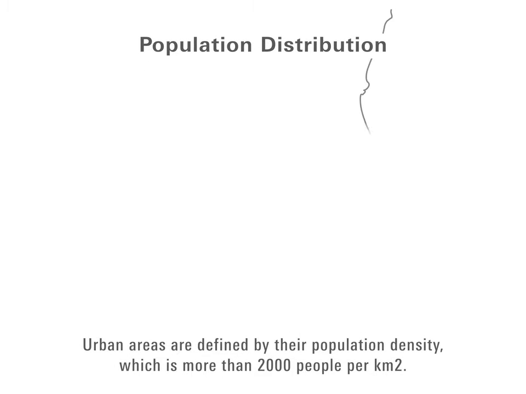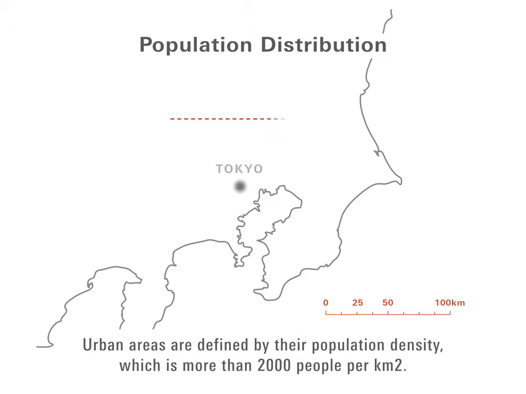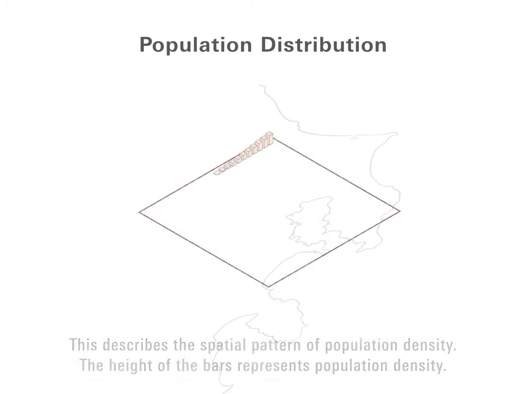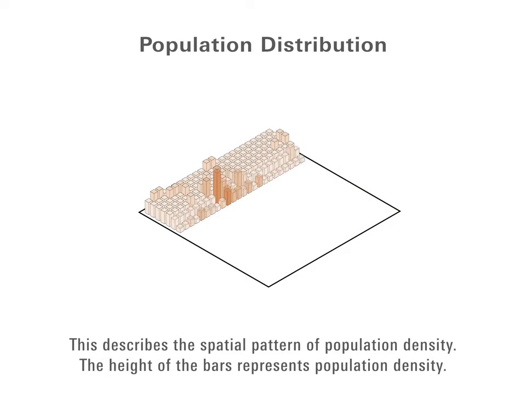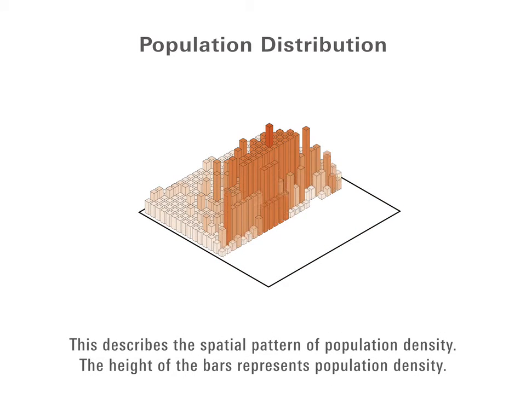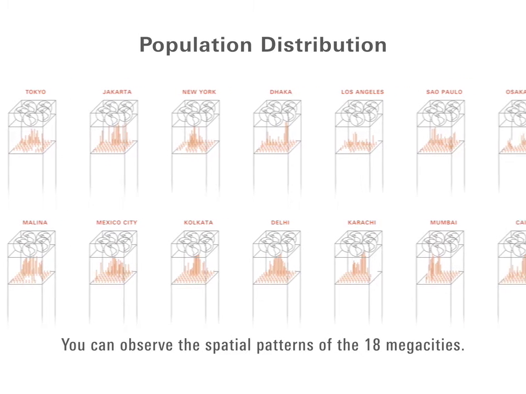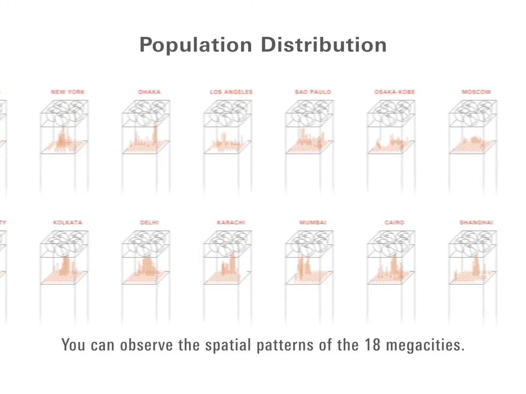Population distribution. Urban areas are defined by their population density, which is more than 2,000 people per square kilometer. This describes the spatial pattern of population density. The height of the bars represents population density. You can observe the spatial patterns of the 18 megacities.